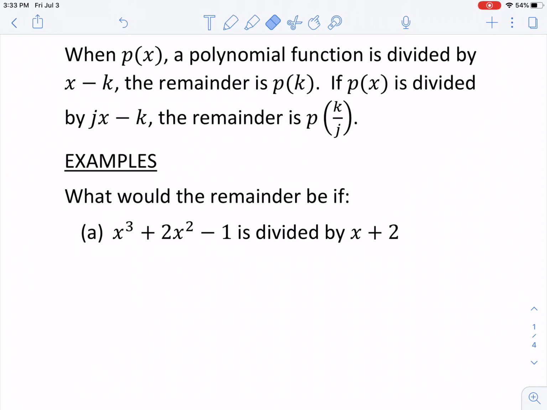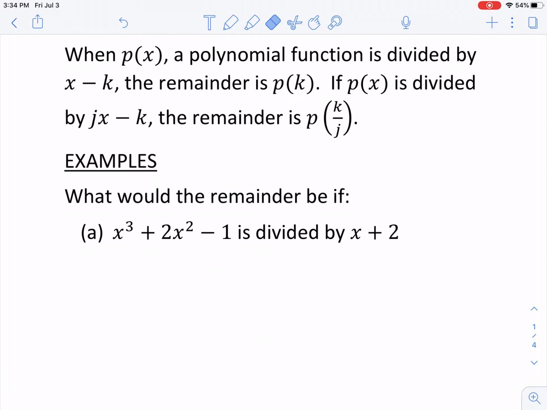So the remainder theorem states that when you have some polynomial function p of x and you divide it by x minus k, then the remainder will be p of k. And if p of x is divided by jx minus k, then the remainder is going to be the same as the value of p at k over j. So let's look at some examples.